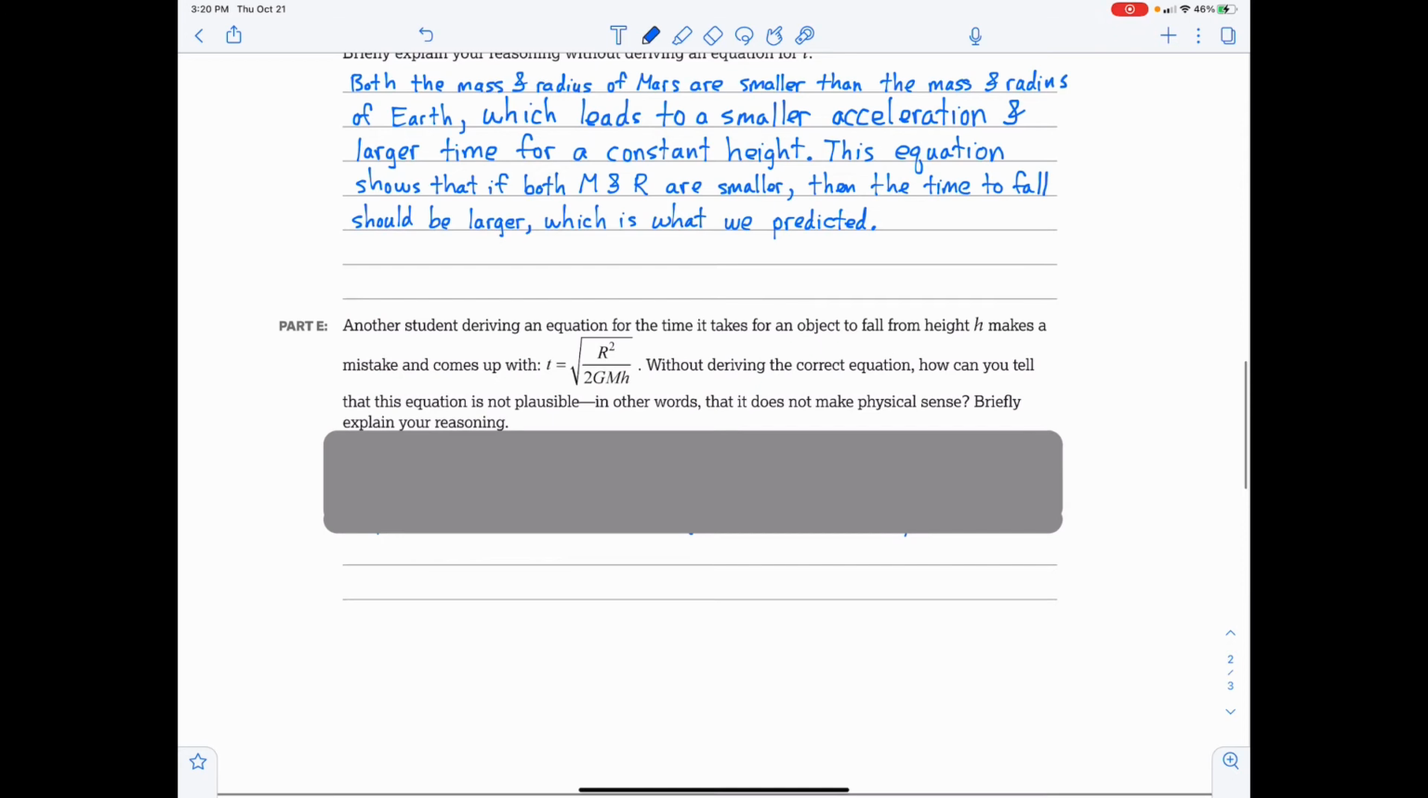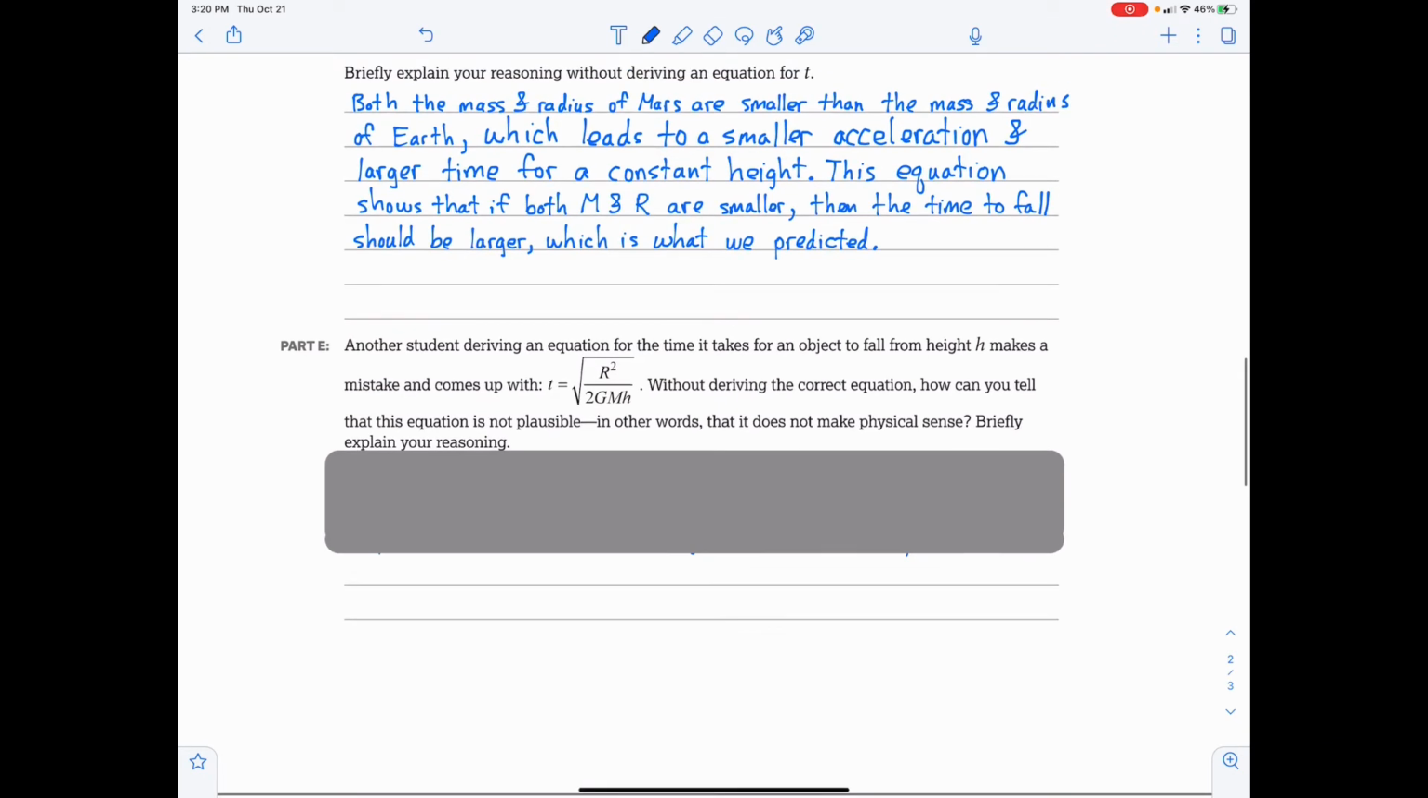Part E. Another student deriving an equation for the time it takes for an object to fall from height h makes a mistake and comes up with t equals the square root of r squared over 2gmh. Without deriving the correct equation, how can you tell this equation is not plausible? In other words, that it just does not make physical sense.